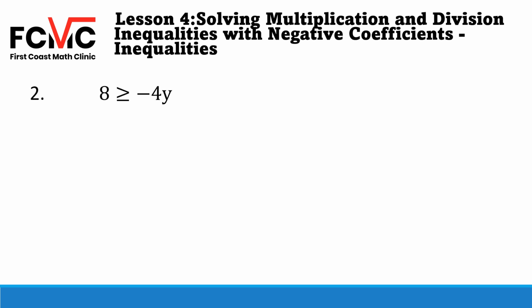So number 2, we've got 8 is greater than or equal to negative 4y. We want to get the y by itself. So let's divide by negative 4. Divide by negative 4. The negative 4's cancel out on the right. We're going to be left with 1 and 1. Again, we don't need to put the 1's in. So we're left with just y. 8 divided by negative 4 is negative 2.